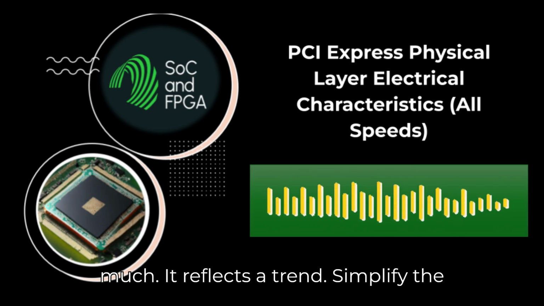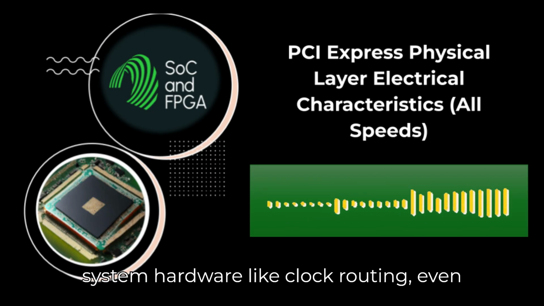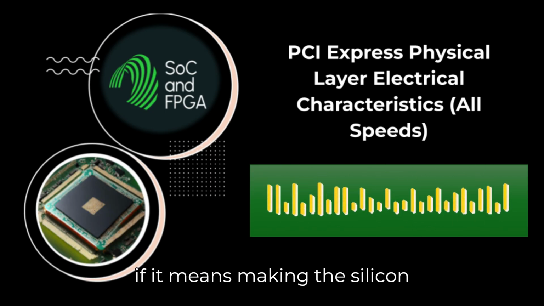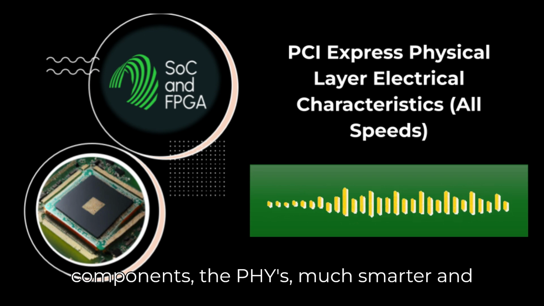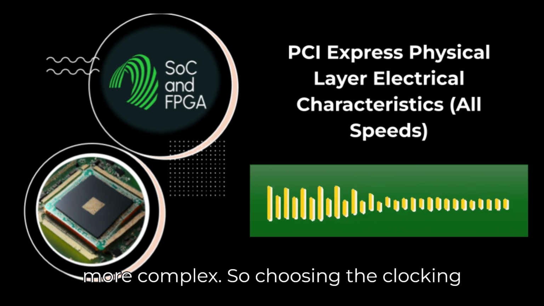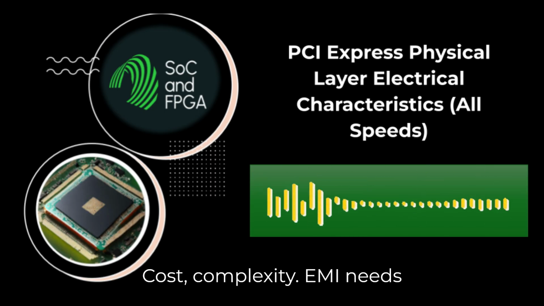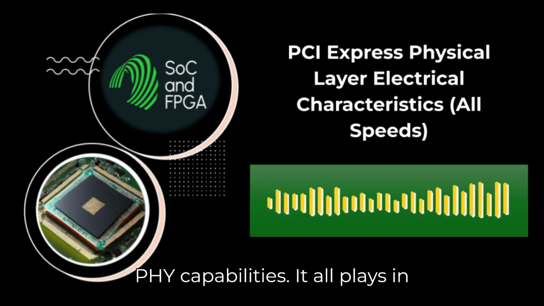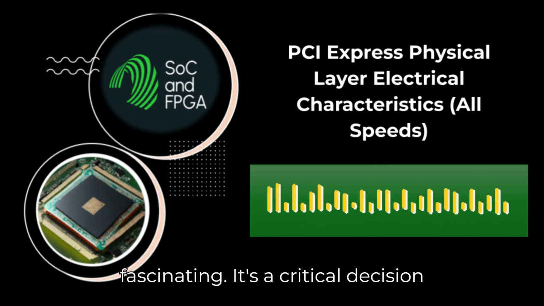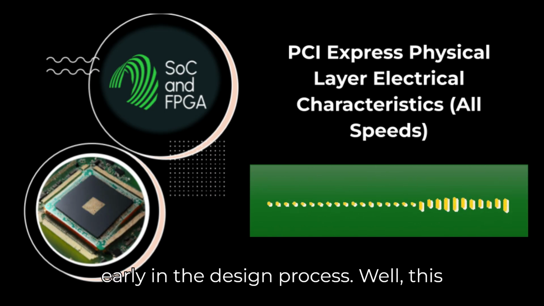Pretty much. It reflects a trend. Simplify the system hardware, like clock routing, even if it means making the silicon components, the PHYs, much smarter and more complex. So choosing the clocking really is a fundamental system trade-off. Cost, complexity, EMI needs, PHY capabilities, it all plays in. Fascinating. It's a critical decision early in the design process.